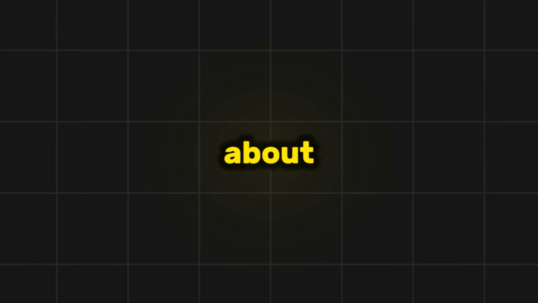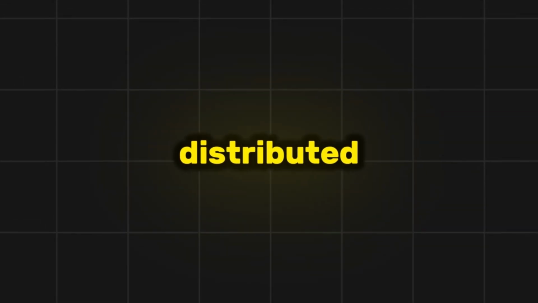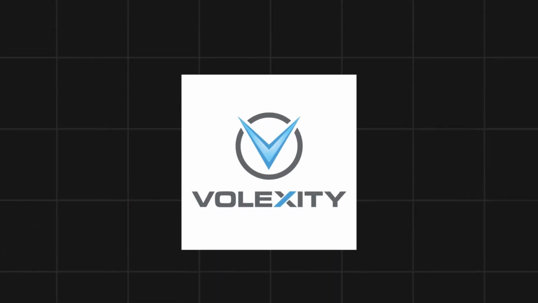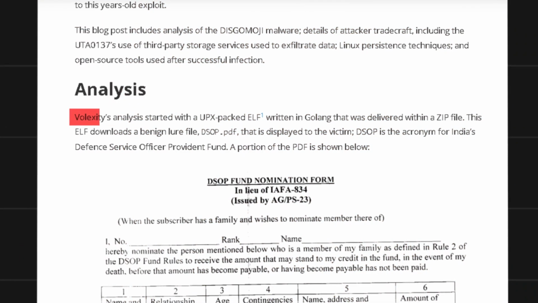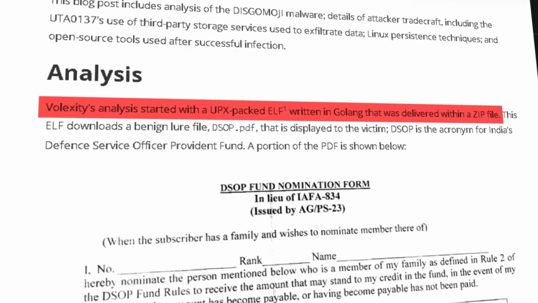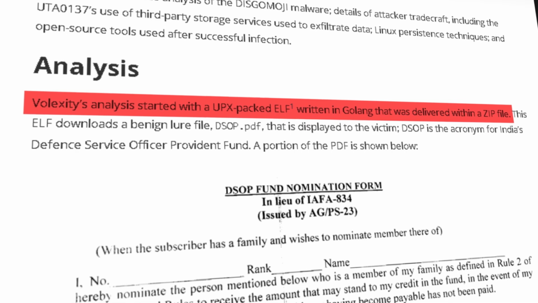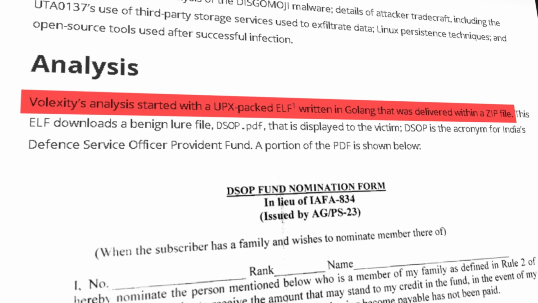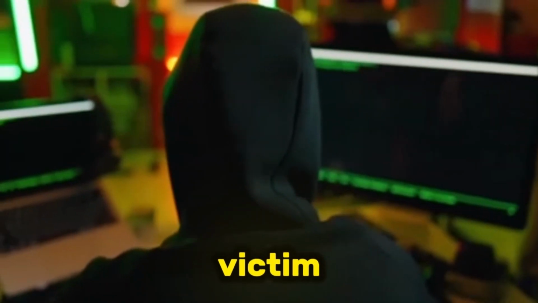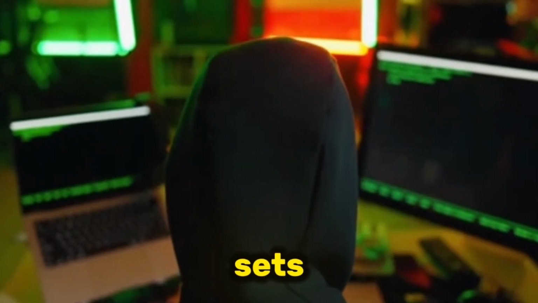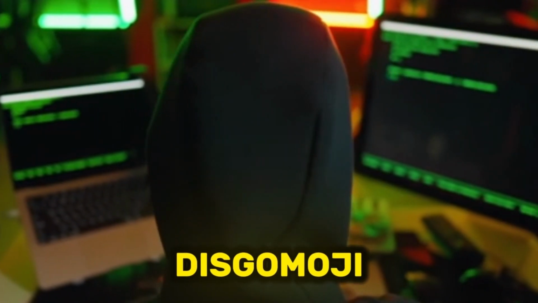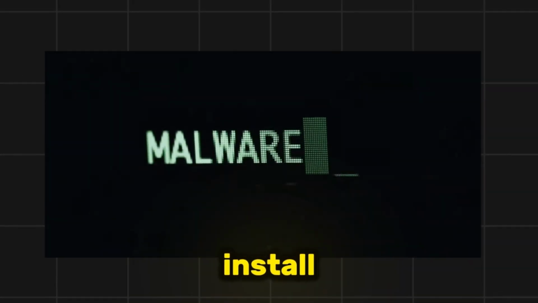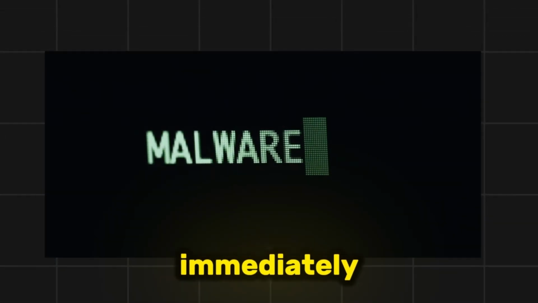Now, let's talk about how this malware is being distributed. According to Volexity's analysis, disEmoji will likely spread through phishing emails. These emails probably contain a malicious attachment, a zip file with a UPX-packed ELF executable inside. When the unsuspecting victim opens this attachment, it sets off a chain of events that ultimately leads to the installation of disEmoji. The malware doesn't just install itself and start causing havoc immediately.